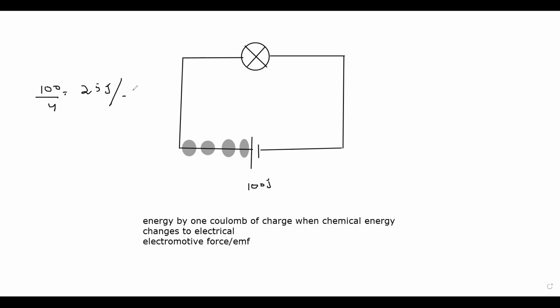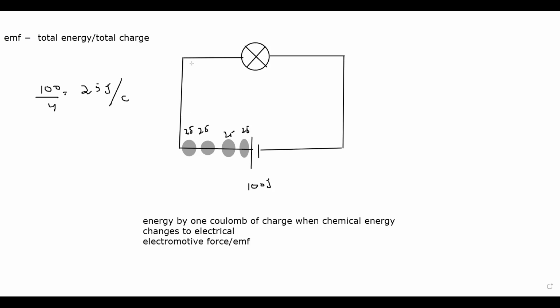coulomb. So if we want to calculate the electromotive force or EMF, it equals the total energy divided by the total number of charges. The total energy is 100, which is supplied by the cell, and the total number of charges moving through the circuit is equal to 4. So each charge carries 25 joules. 25, 25, 25, 25, the total will be 100, but each charge carries 25.